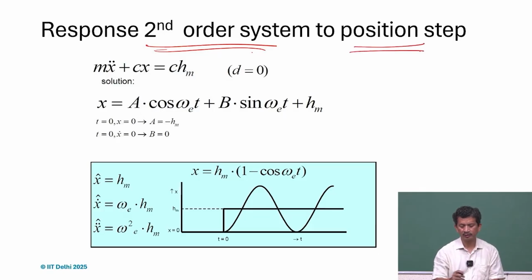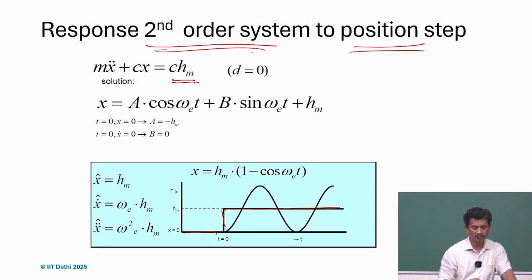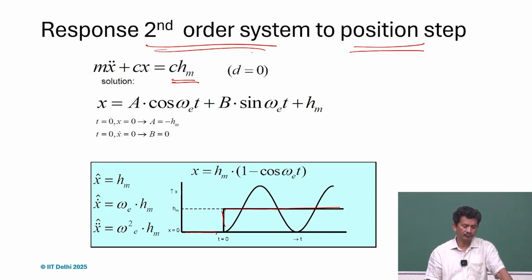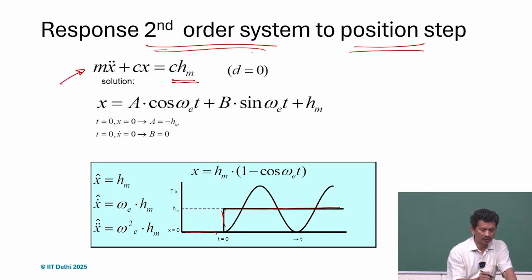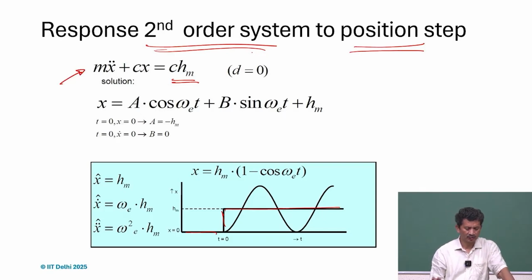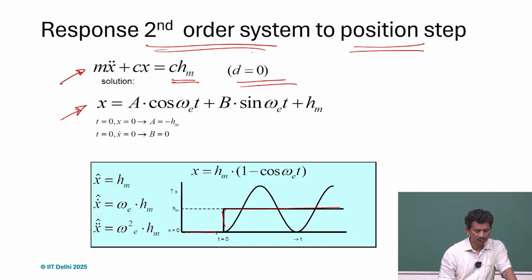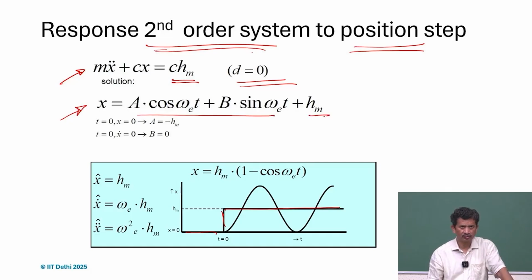So, suppose if we give a position step input, what happens? So just hm, that is the position input we have given to the system. So, as we said, it is equivalent to c times hm. So, this will be my governing differential equation. Damping is 0. So, if we write the solution for this, this is the general equation, and this is the particular solution hm, because that's what we are providing.